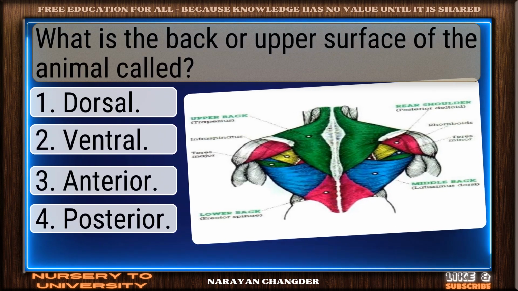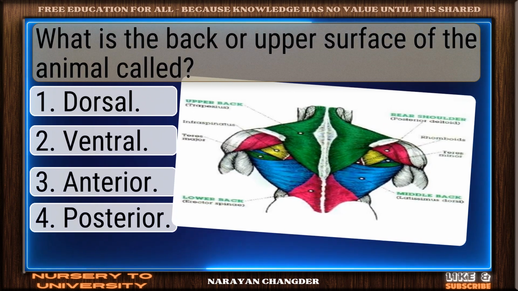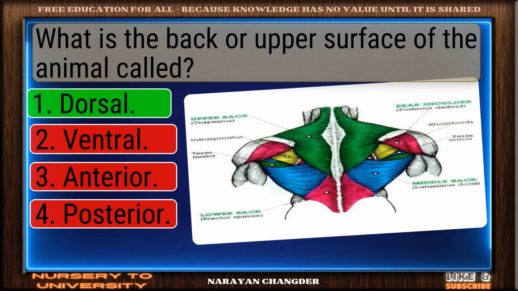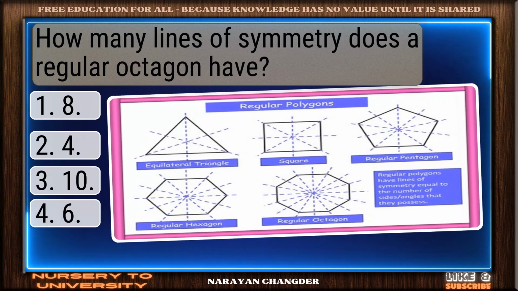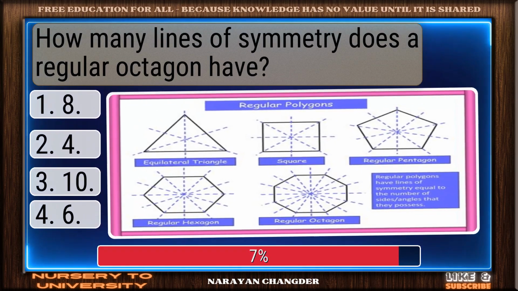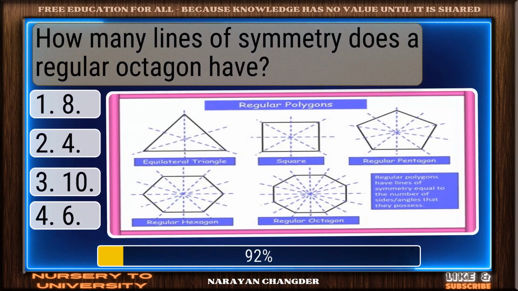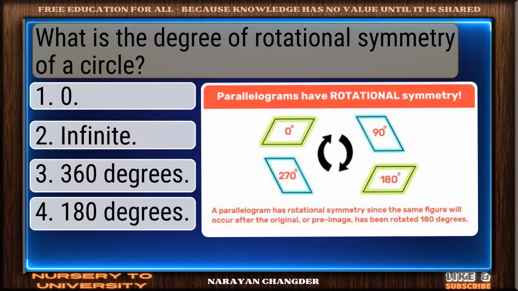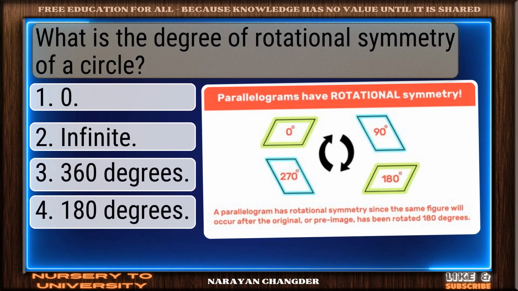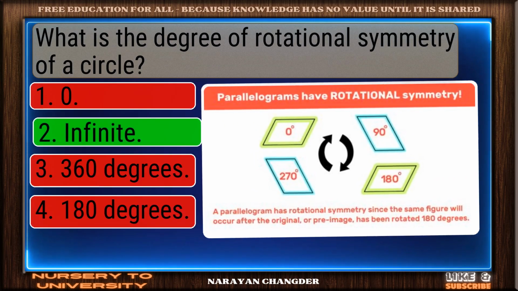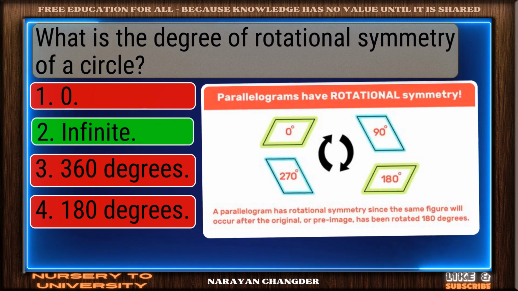What is the back or upper surface of the animal called? Right choice. Dorsal is the best answer. How many lines of symmetry does a regular octagon have? You chose 8, and it is correct. What is the degree of rotational symmetry of a circle? Correct. Infinite is the right answer.